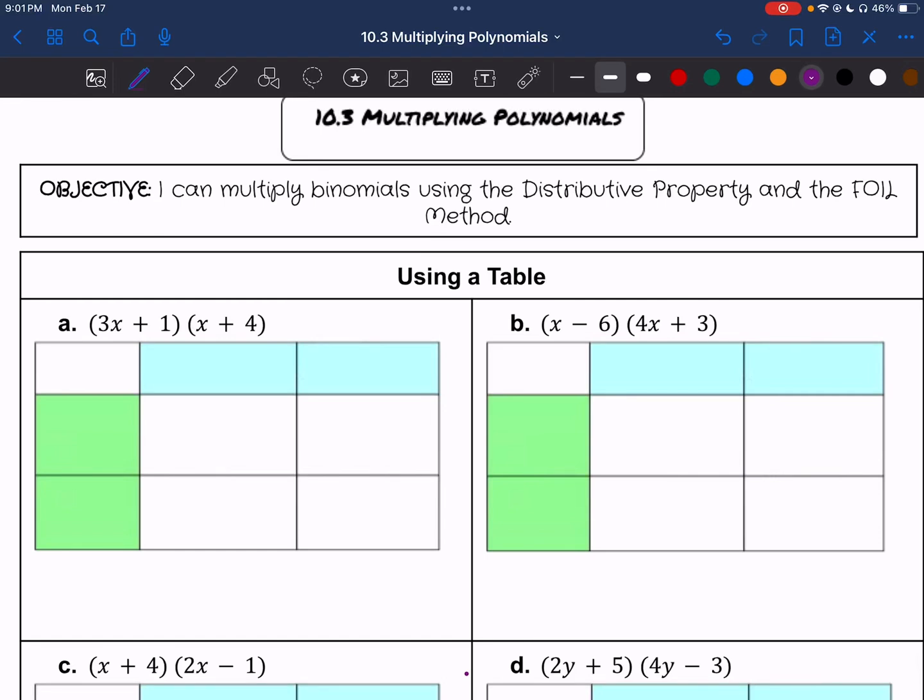Hello and welcome to Module 10.3, Multiplying Polynomials. Our objective for this lesson is that I can multiply binomials using the distributive property and the FOIL method.